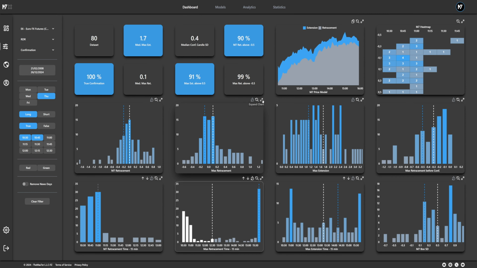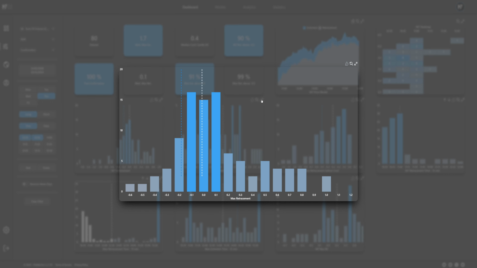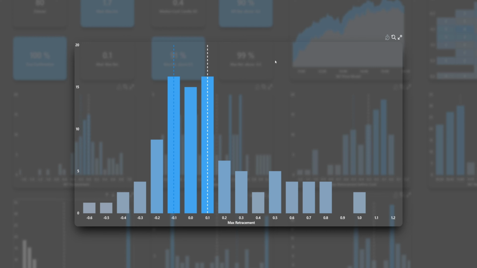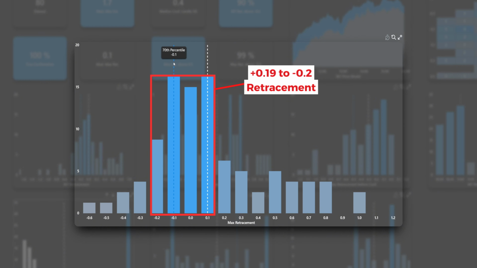But what exact advantage does this give us? When looking at the maximum retracement distribution, which is measured in standard deviations, we can clearly see where the algo made its maximum retracements in the past under these criteria. It is a very nice distribution, as the bulk of retracements happen specifically from plus 0.19 to minus 0.2 in the entry time window from 10:30 a.m. to 12:30 p.m. This area also covers the median and 70th percentile of max retracements.